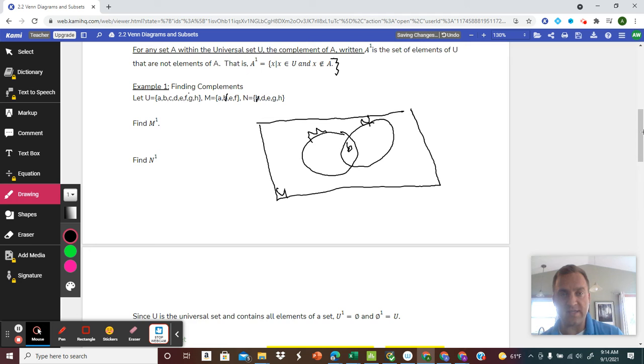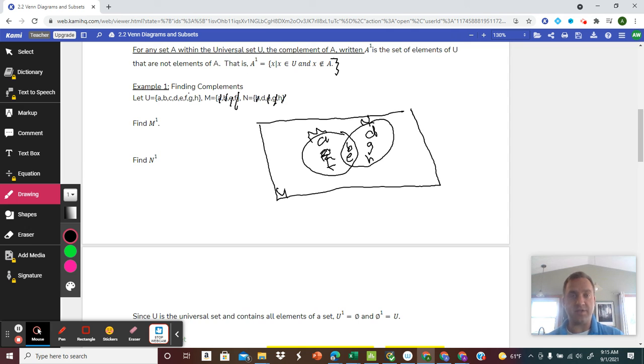And then I notice that A is in M, but not in N. And then E is in both M and N. And then F is only in M. And then D, G, and H, and let me fix that too. That looks sloppy. So I'll write that as a better F. So here we have D, G, and H.